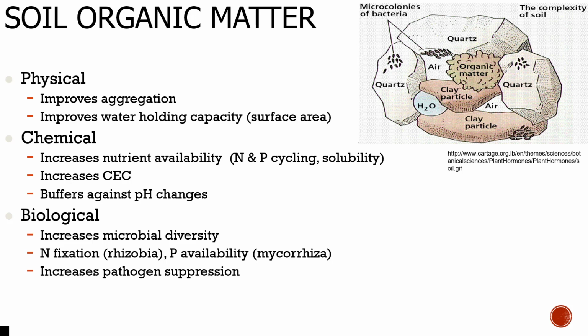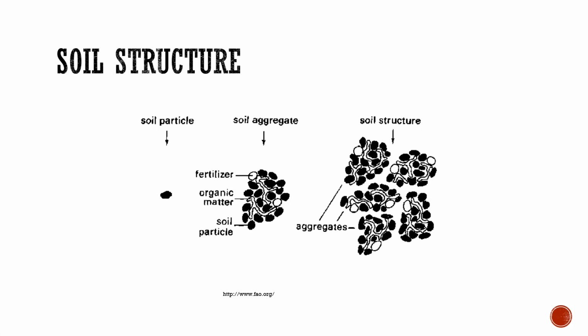And biologically, it increases the microbial diversity. It helps with nitrogen fixation. We'll talk about that. Phosphorus availability through mycorrhizal fungi. And it can also increase pathogen suppression. So here's what soil structure looks like. We've got our soil particle, and it's aggregated with organic matter. There's probably some hyphae in there, fertilizer, etc. So a soil aggregate is that singular unit. Soil structure is a collection of aggregates.